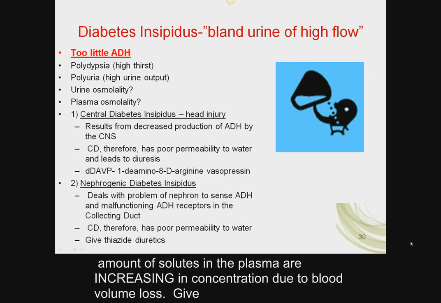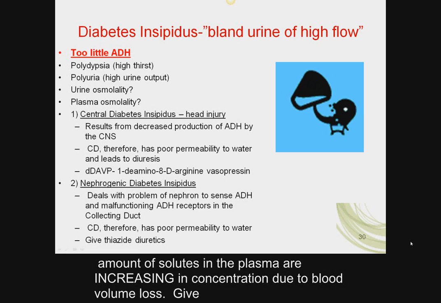Nephrogenic diabetes insipidus means the person can make ADH, but they are not responding to it. Maybe they don't have functional receptors on the collecting duct and medullary duct. So even though the person may have high plasma ADH, the collecting duct and medullary duct are still not reacting to it. In this case, we would have to give the person thiazide diuretics. That may not seem to be intuitive.